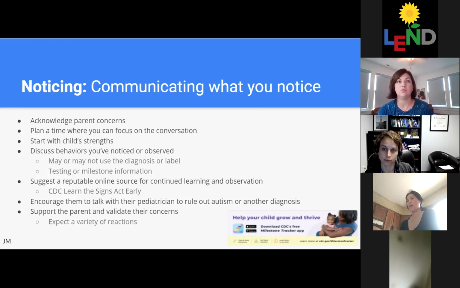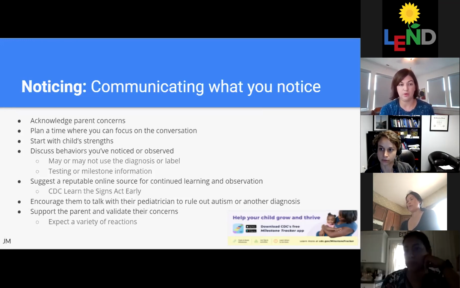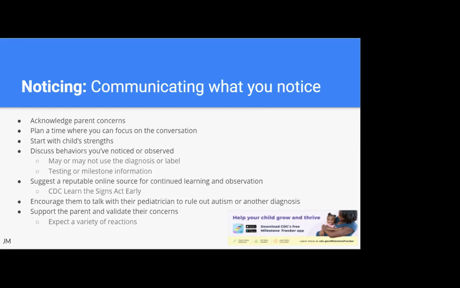When you're starting more of an initiated conversation regarding the possible need for a referral, it is recommended that you start with the parent's own observations, their words, and then build from that. Start with the child's strengths and keep it very observable. I've noticed this. I've seen this, specific actions that you've seen. It may or may not be beneficial to use any form of a diagnosis or label.